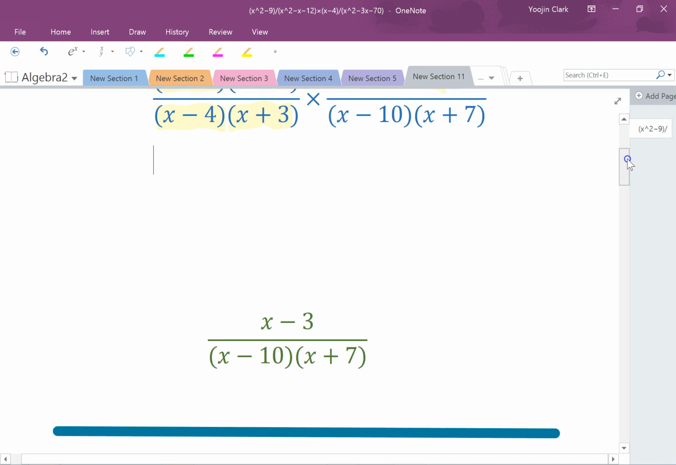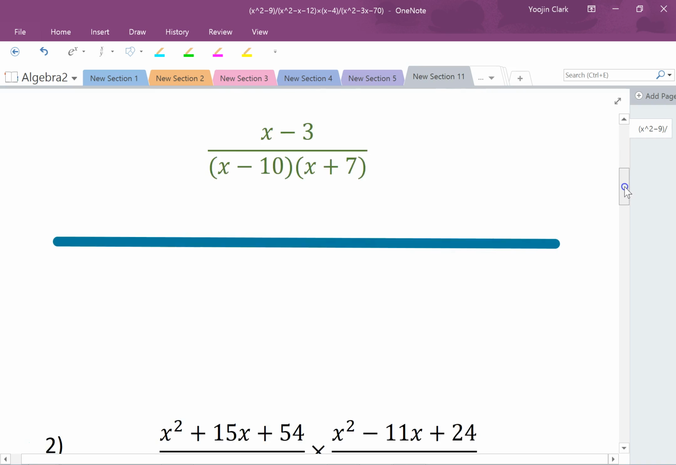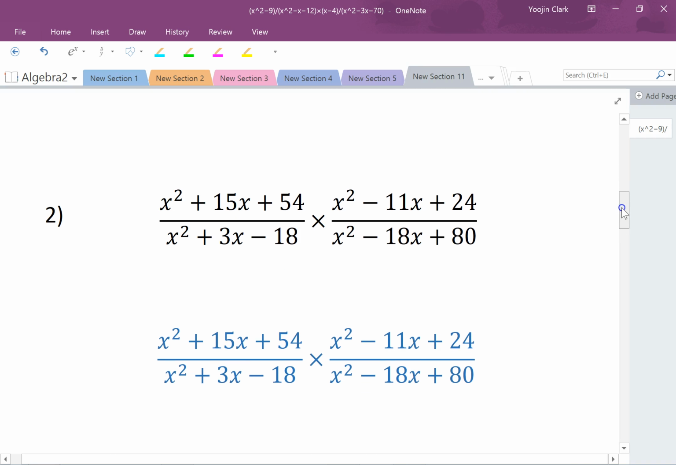So let's check the answer. There it is, x minus 3. So just what's left over is the answer. So let's try another one.